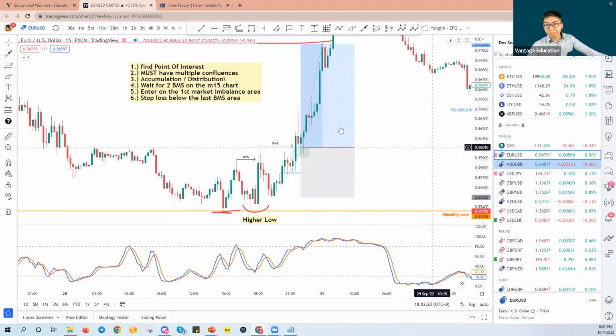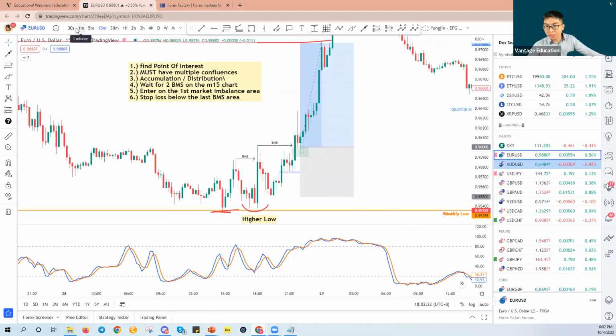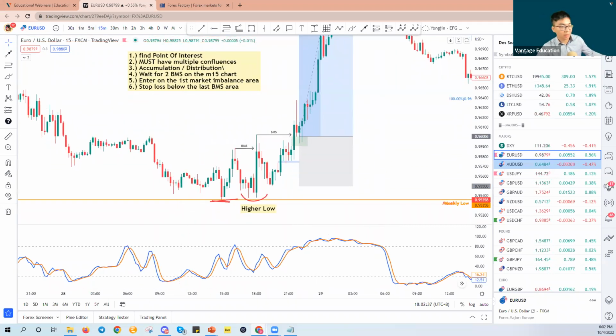You can also do a better entry. You can go to the 5 minutes, 1 minute, but what I like to do, if there is a 15 minutes market imbalance, I enter solely on that. If there isn't, I will go down to the 5 minutes, 1 minute, and find the next area of market imbalance. How do you recognize liquidity? Yes, it's by wicks.